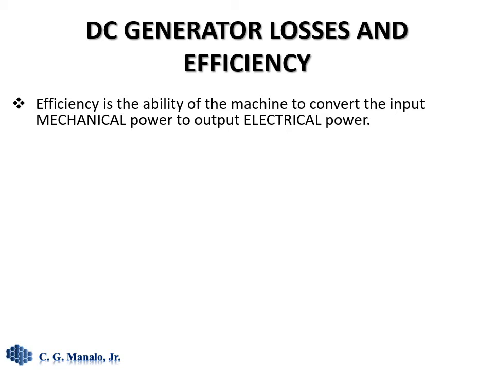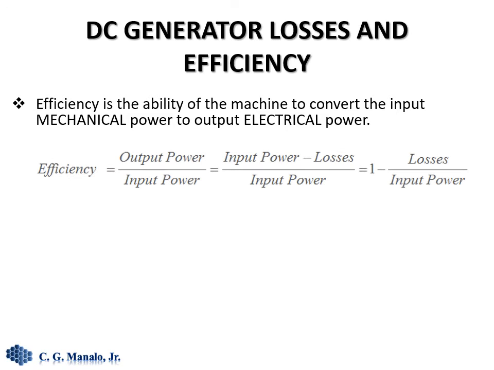Also, another measure for a generator is called the efficiency. This is simply the output power, P out, the power that goes out to the load, divided by P in, which is the power that is produced by the mechanical prime mover going to the generator.